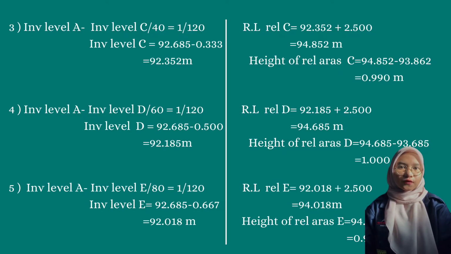And lastly, we can find the height of sight rail C, which is 94.852 minus 93.892, and the answer is 0.99 meter. And lastly, you can use this formula to find the values at D and E. So that's all from me.